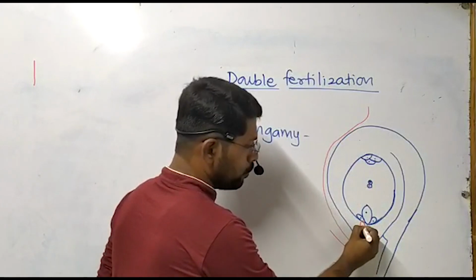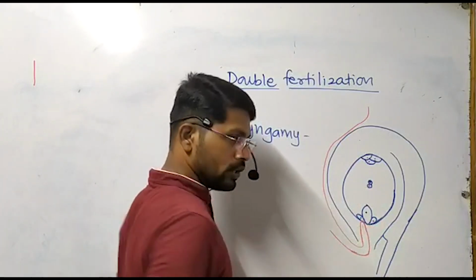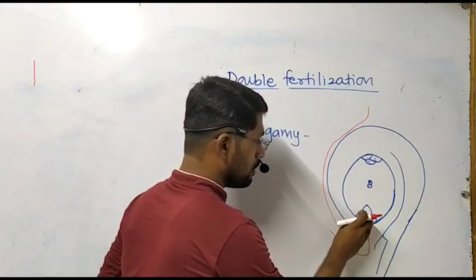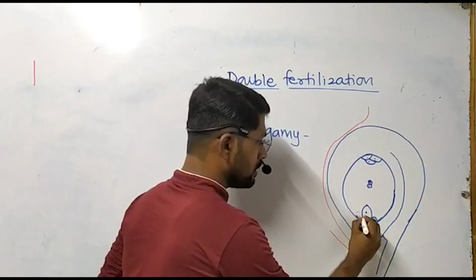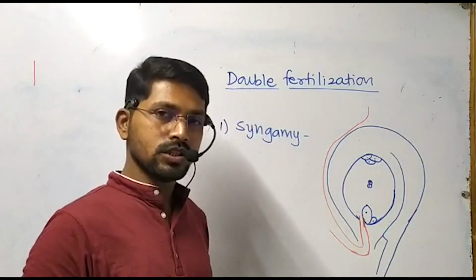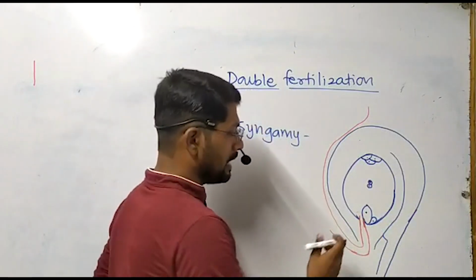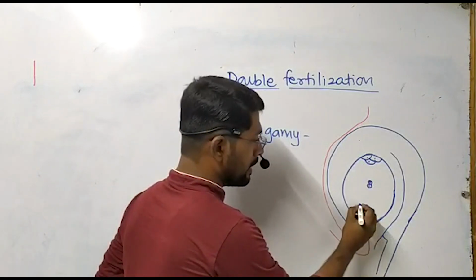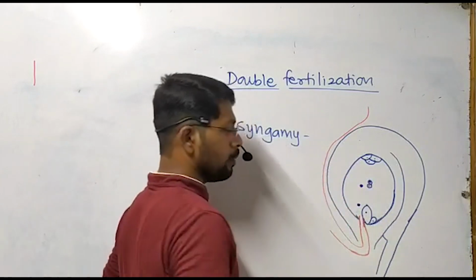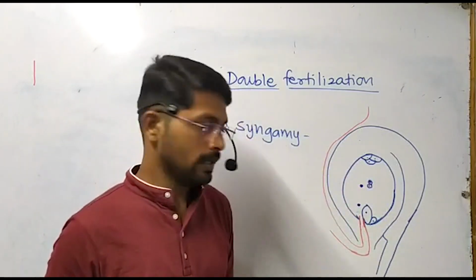By the time, the tube nucleus which is present here will degenerate, this pollen tube will burst open, and the synergid will degenerate. What will remain here after degeneration of the tube nucleus and synergid is nothing but two haploid male gametes, and those are released. This is the first male gamete and this is the second male gamete. Two male gametes are released here.